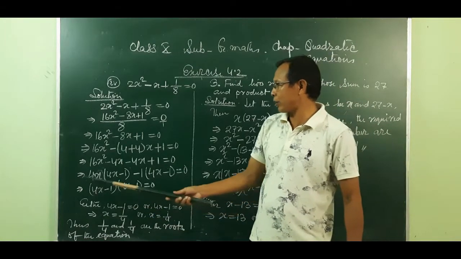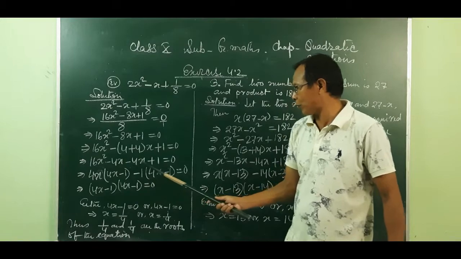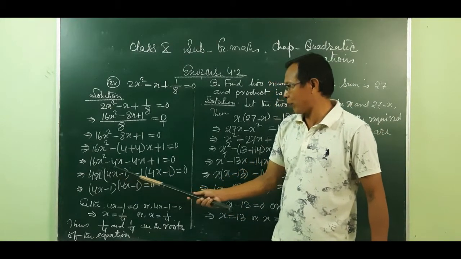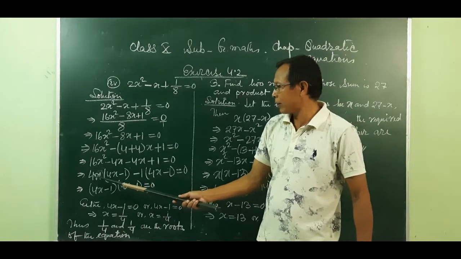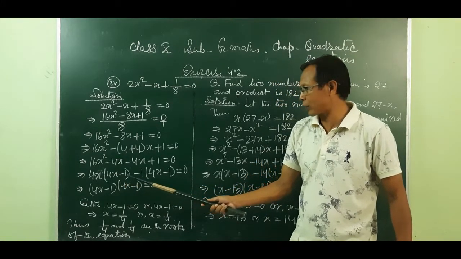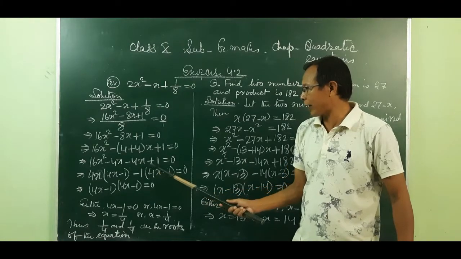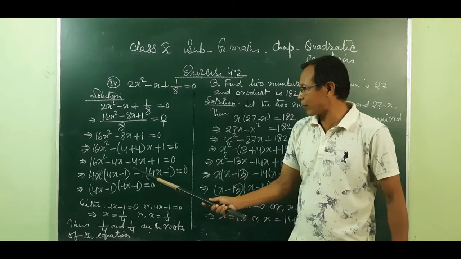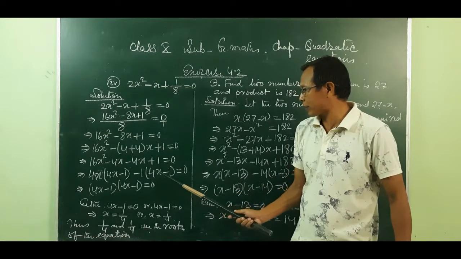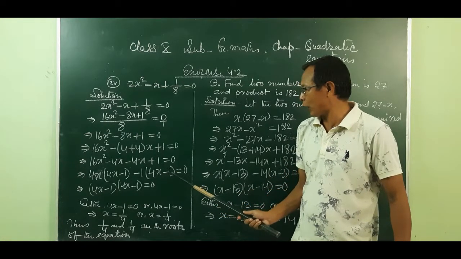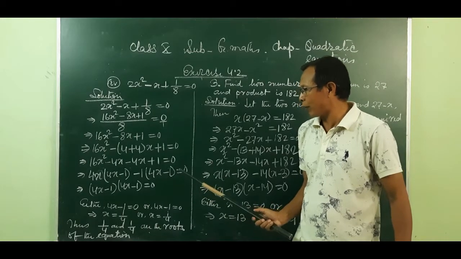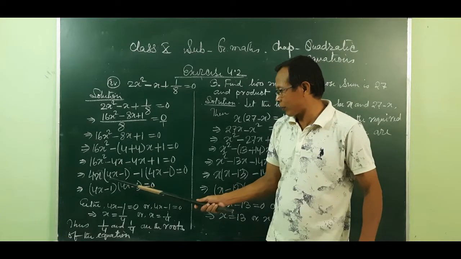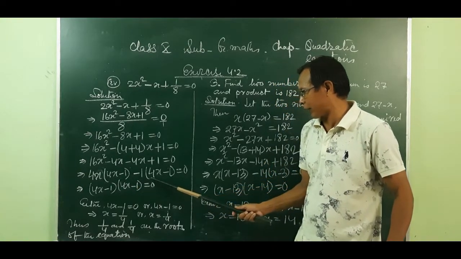So your next step is, how many terms are there? 4. Make it two groups. From the first two, you take 4x common. You will come how much? 4x minus 1. From here, you can take only minus 1 common. So what will be within the bracket? Minus minus becomes plus. It will become 4x minus 1 within the bracket equal to 0. The only thing you have to keep in mind is that these two numbers should be the same all the time.